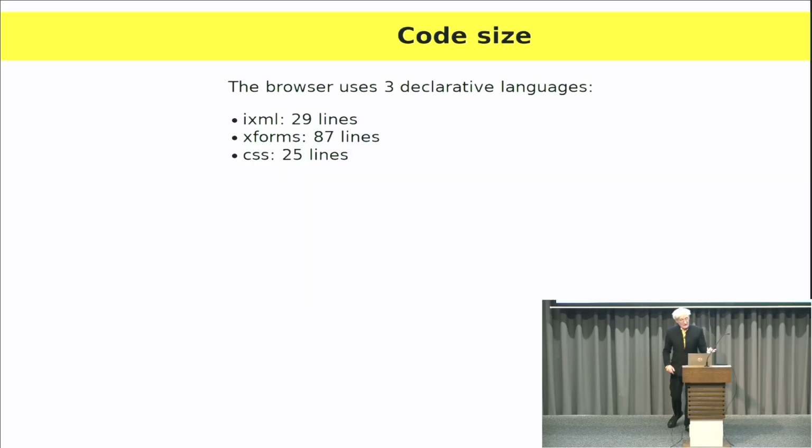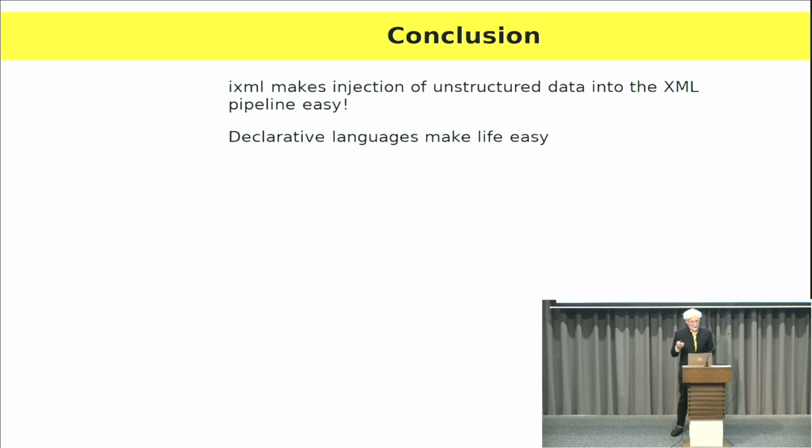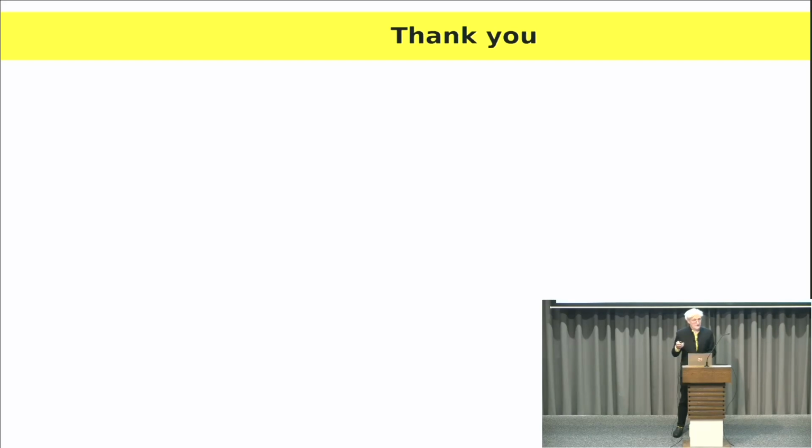So I used three different declarative languages there. In ixml, it was 29 lines to produce the ABC. I didn't try to make these as small as possible, so I'm just reporting what it came out as. It's 87 lines of XForms and 25 lines of CSS. So my conclusion is that ixml makes injection of unstructured data into the XML pipeline very easy, and declarative languages in general make life very easy. Thank you.